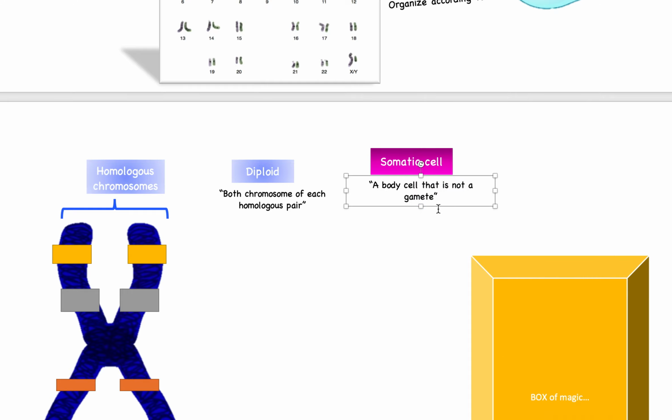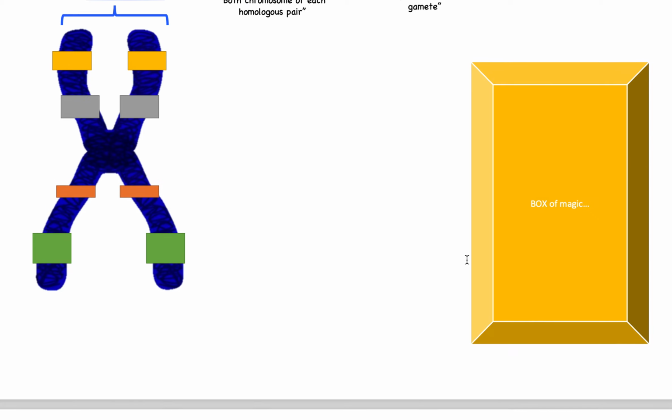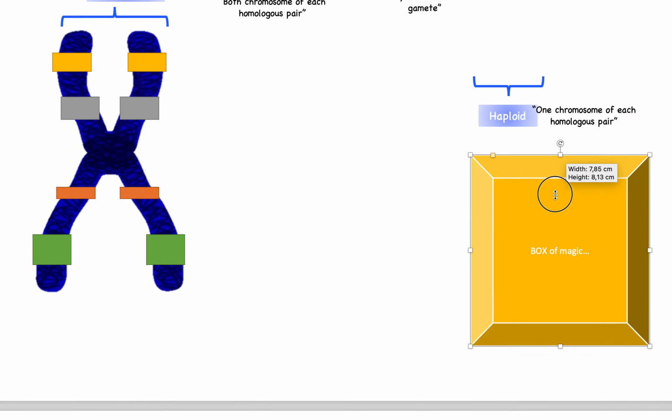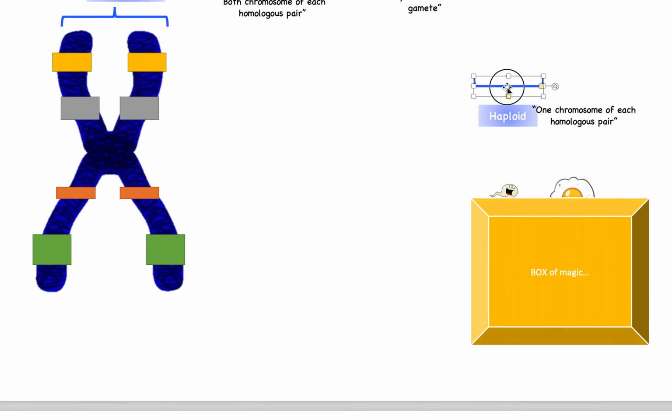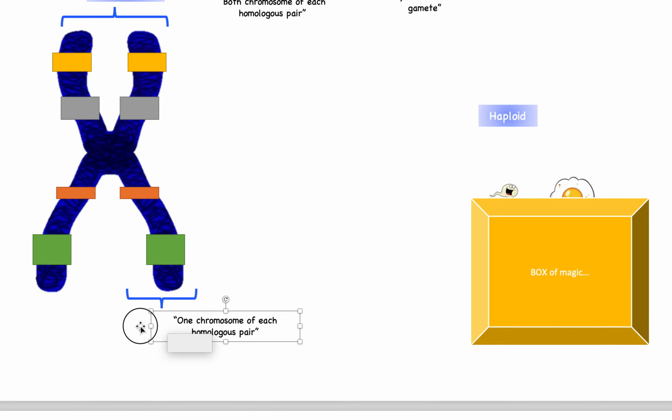A body cell is a cell that is not a gamete, meaning it's not a sex cell, not a sperm or an egg cell. All the rest of your cells: your skin cells, your muscle cells, brain cells, all of those except your sex cells, because your sex cells are not diploid. They're different, and we're going to get to that now. Your sex cells are in fact haploid. Haploid sounds like half, so your sex cells contain only half the DNA.